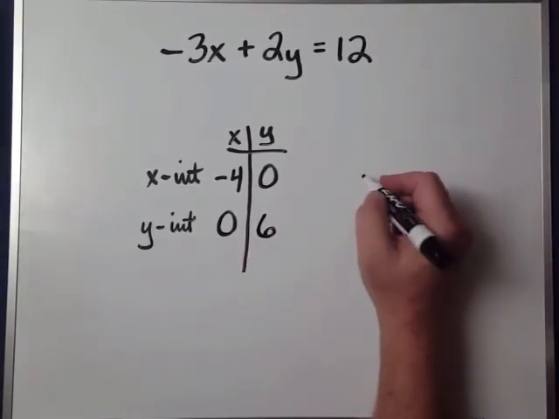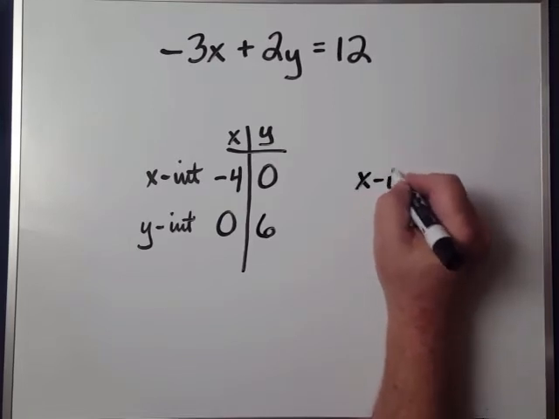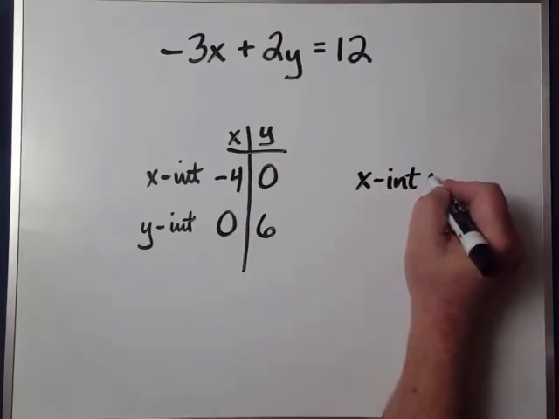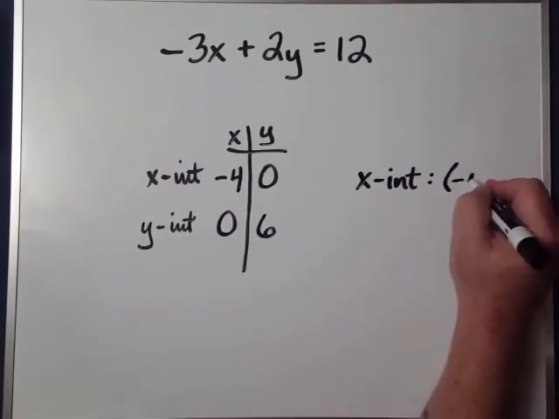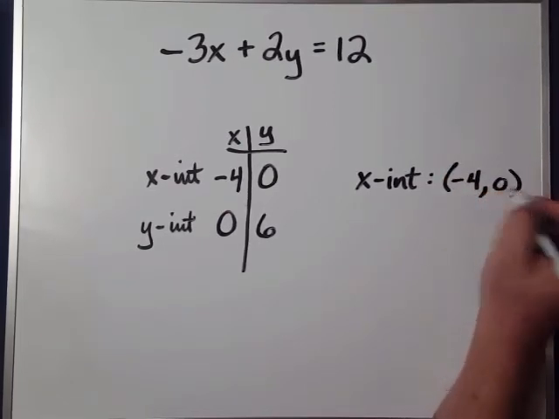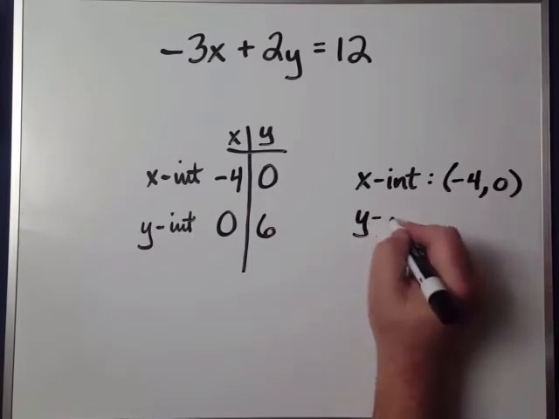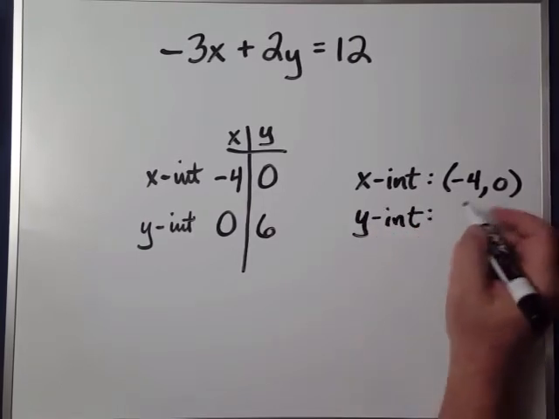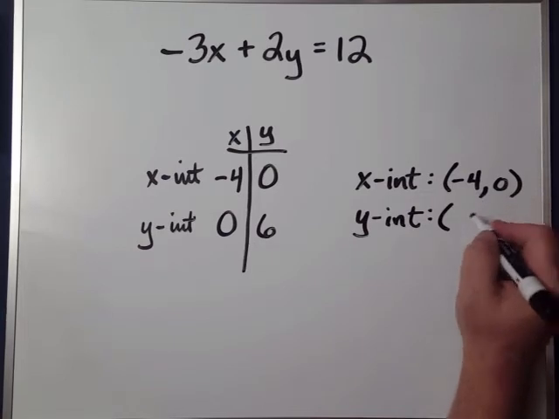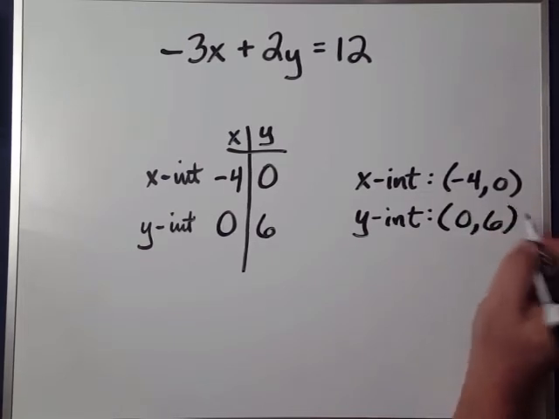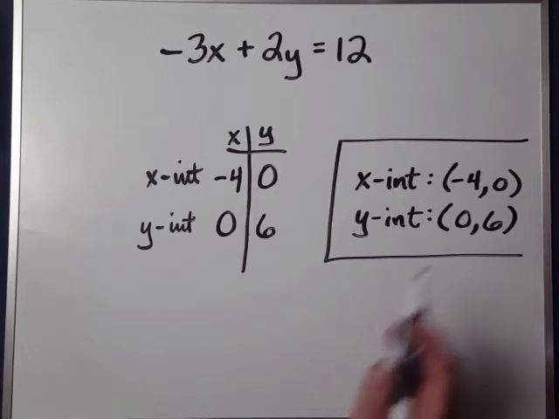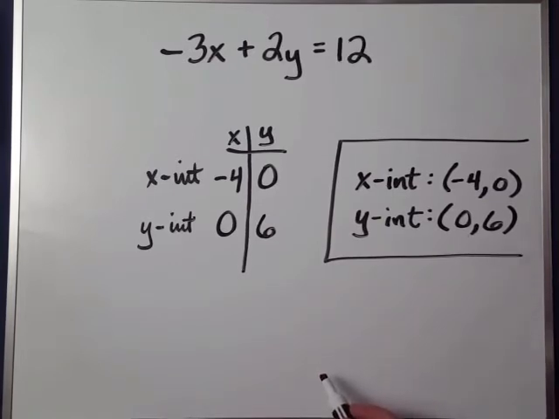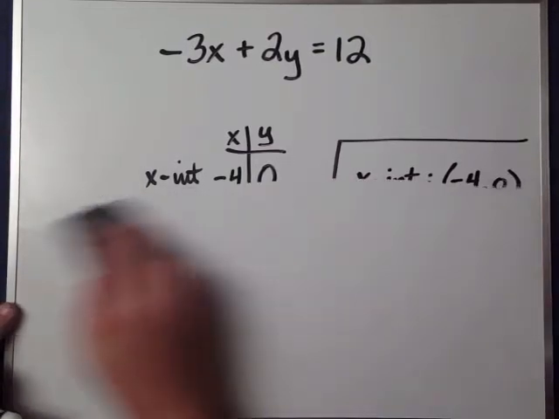To write the answer, now I want these labeled. The x-intercept is the point. Remember, not just the number, but the ordered pair, the point (negative 4, 0). And the y-intercept is the point (0, 6). So that's what we're after. I need those ordered pairs. Number 22.